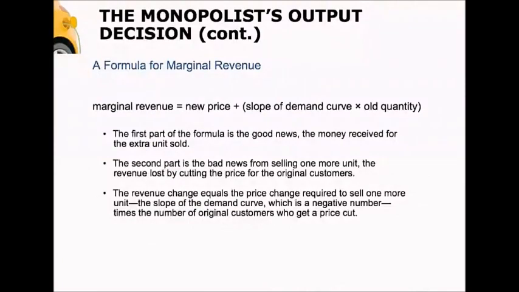So here's the formula for marginal revenue. Marginal revenue for a monopolist is equal to the new price, the price you charge and get for the additional unit that you're selling, plus the slope of the demand curve times the old quantity. So however many you were selling before times the slope of the demand curve, which is negative. The first part of the formula is the good news. It's how much more money you receive from selling an additional unit. The second part is the bad news. It's how much revenue you lose because you had to reduce the price on all previously sold quantities.